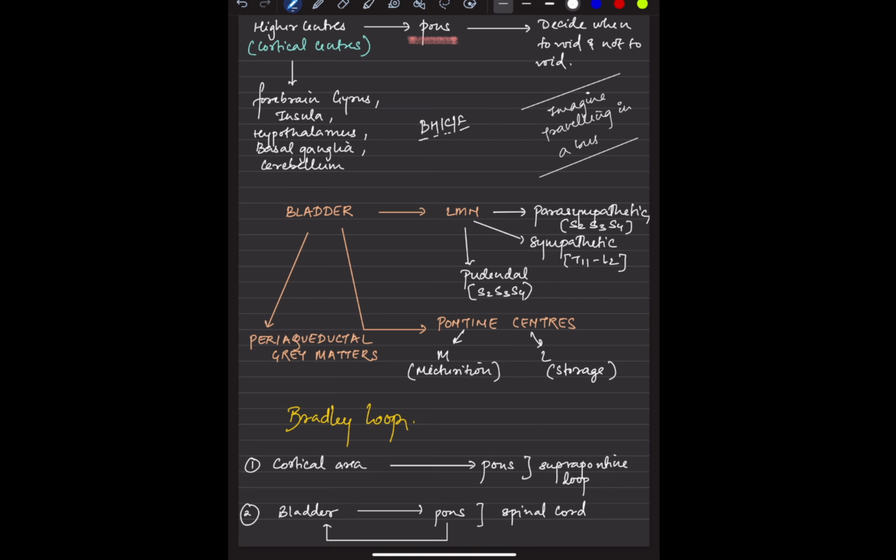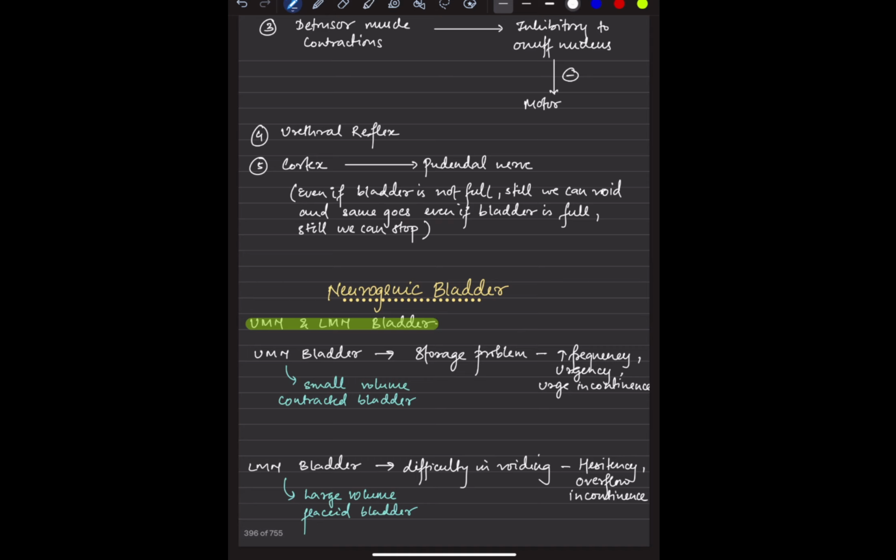First is the cortical region to the pons. From the pons to the bladder is the second one. Then detrusor muscle contraction, that will be from the motor nucleus. The urethral reflex is there, and from the cortex to the pudendal nerve is there.